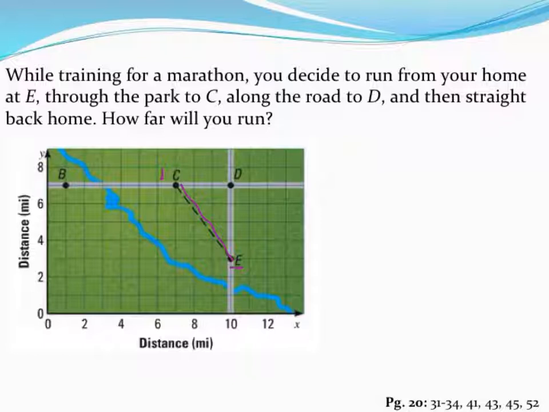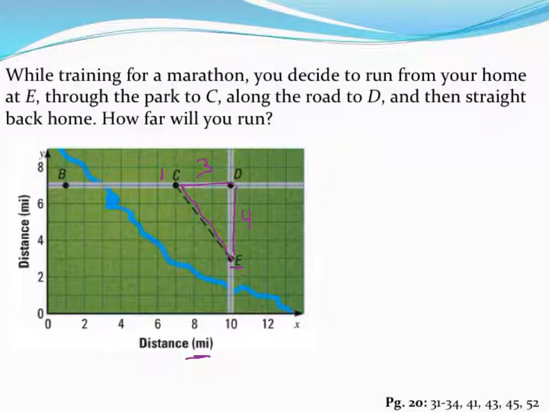From the park, we're running along the road. We don't need distance formula for that because we can count horizontal distances. I can see that that's just a distance of 3. Noticing my units, 3 miles. And then from point D, we're running back home. Again, I don't need Pythagorean theorem or distance formula to find that side. I can just go ahead and count vertically and say that's a distance of 4 miles.